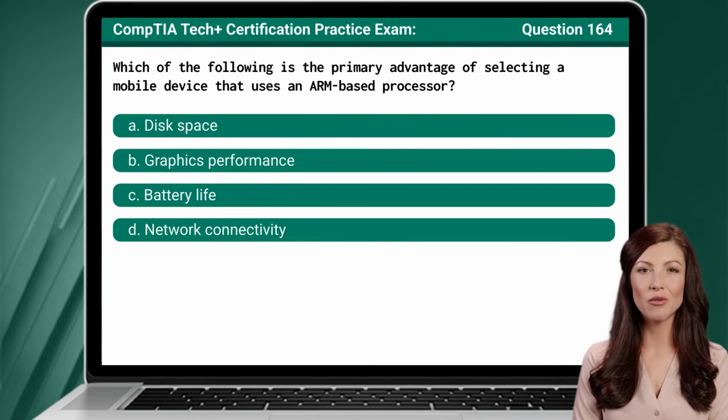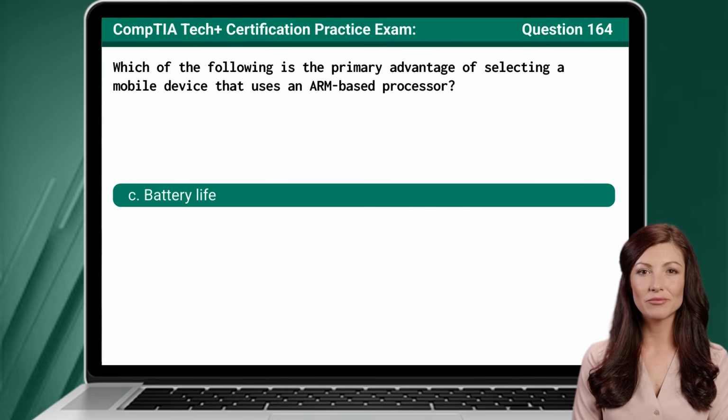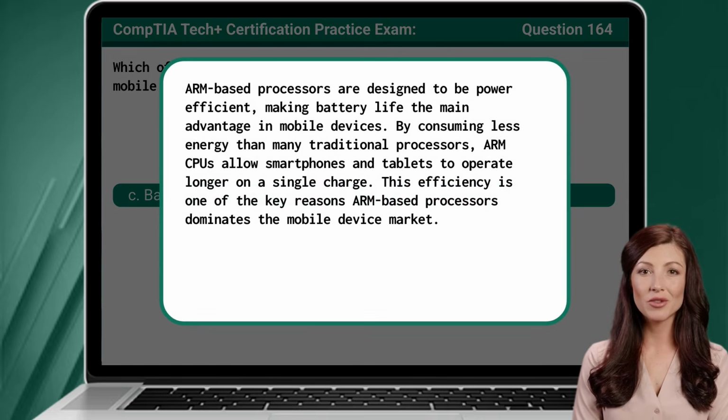Question 164. Which of the following is the primary advantage of selecting a mobile device that uses an ARM-based processor? The answer is C. Battery life. ARM-based processors are designed to be power efficient, making battery life the main advantage in mobile devices. By consuming less energy than many traditional processors, ARM CPUs allow smartphones and tablets to operate longer on a single charge. This efficiency is one of the key reasons ARM-based processors dominate the mobile device market.